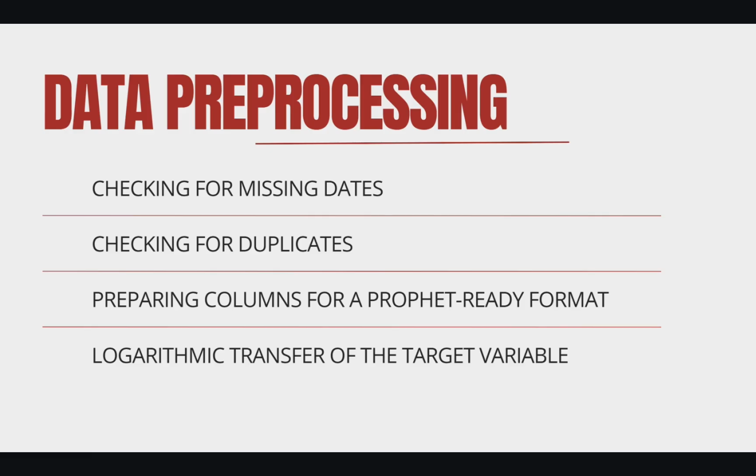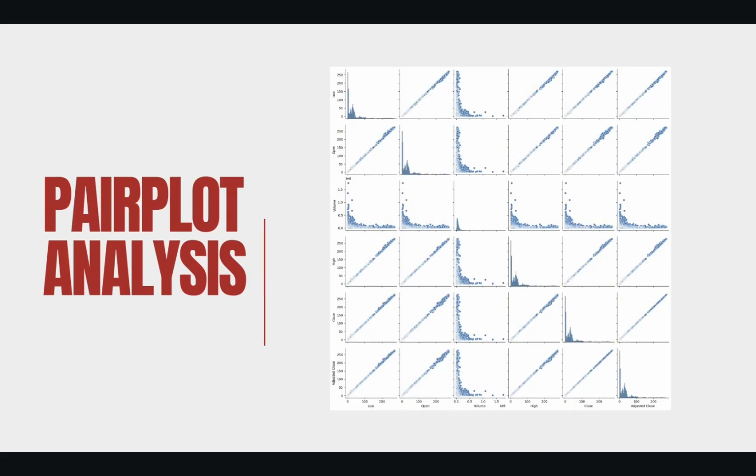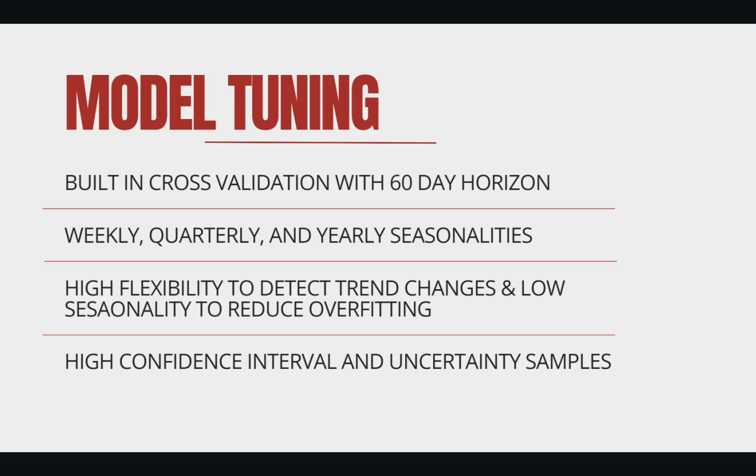Prophet requires only two columns, the date column named ds and the target column, which in this case is the adjusted close price named y. Then I also applied a log transformation to stabilize the large fluctuations in price which are usually seen in stock data. Then I ran a pair plot analysis to check relationships between variables. It showed that almost everything except trading volume was highly correlated, which makes sense for stock data. There was also a small visible gap around 2017, which was caused by a price jump when Adobe launched its Experience Cloud.